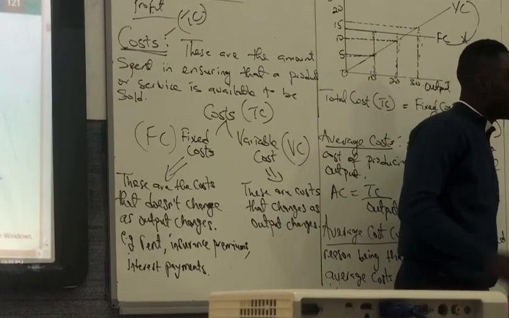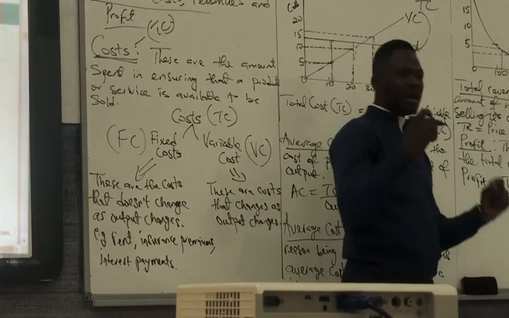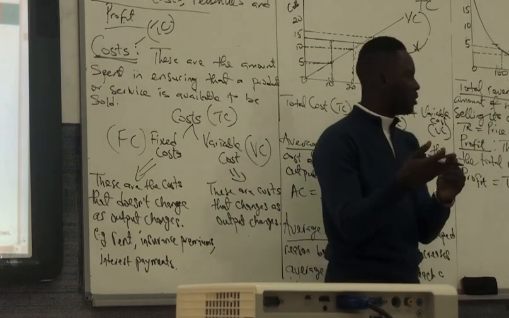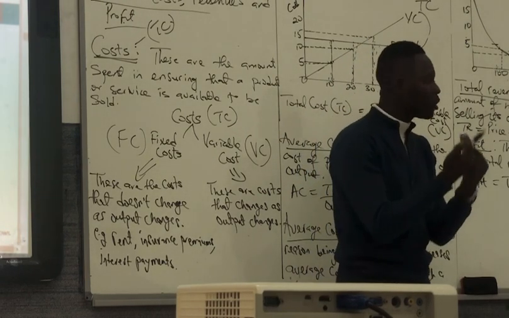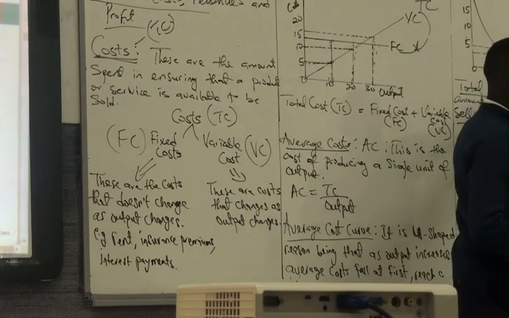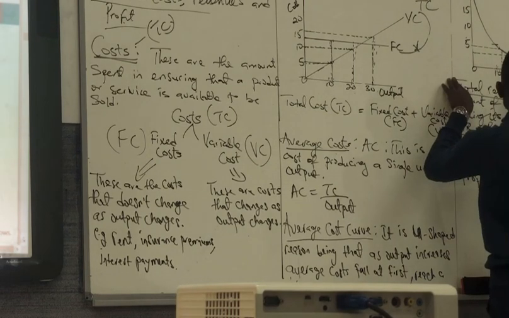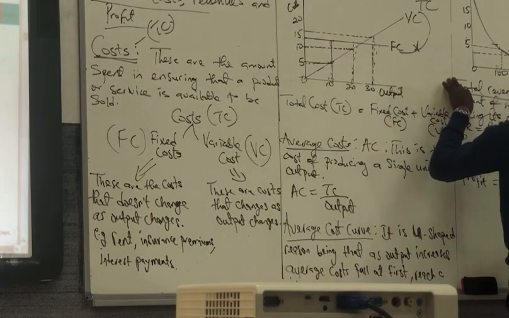Do you understand? Remember we talked about economies of scale. I don't know if you've done economies of scale. For economies of scale, the more you produce, the less your average cost should be. But when you reach a point such as this, it becomes diseconomies. From this point, it is diseconomies.